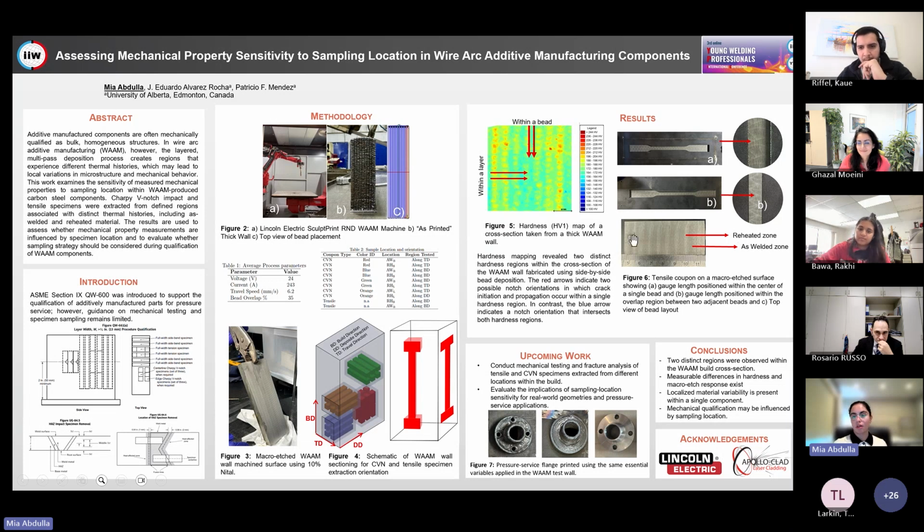Here is that top part of the wall. These are the 9 beads depositing, and then the tempered zones in between. So we're going to take samples out of each location.